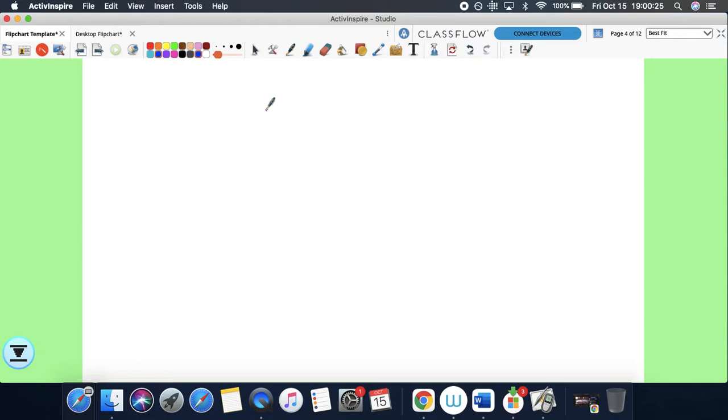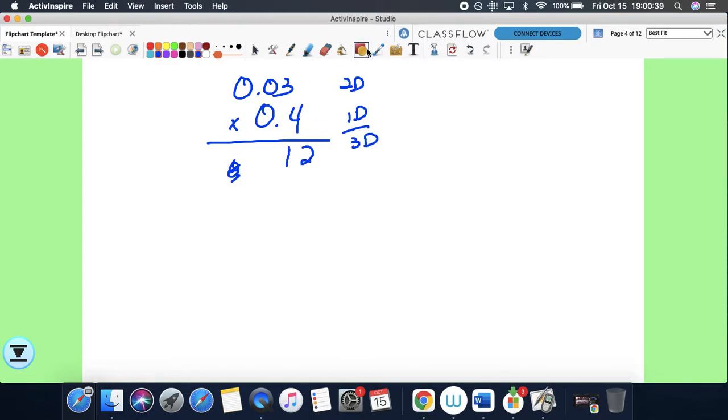Next one, 0.4 times 0.03. 2 decimal places over here, 1 decimal place over here, for a total of 3. So 4 times 3 is 12, and that's all you need to multiply. There's nothing else that needs to be done. And we need 3 decimal places, so 1, 2, 3. So I'm going to add a 0, and my answer is 0.012.